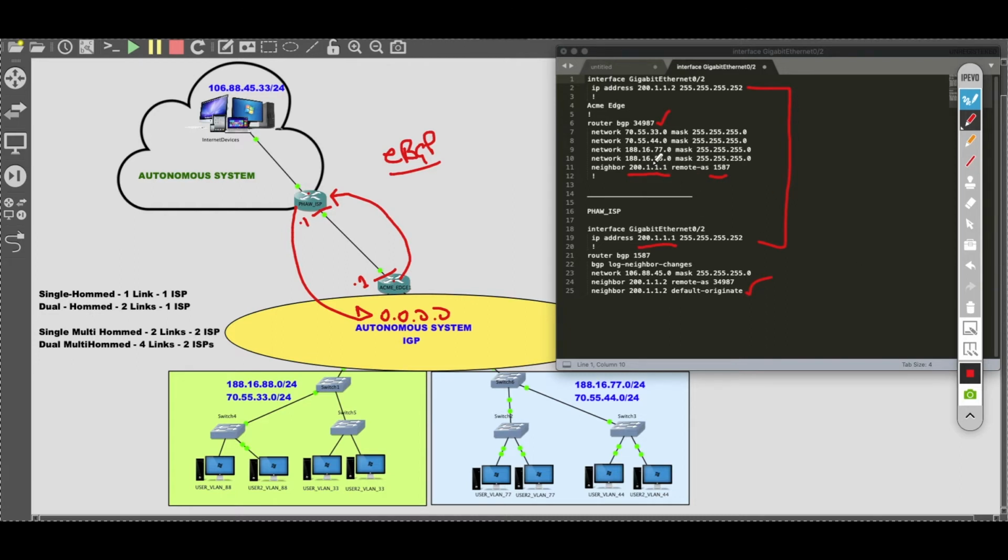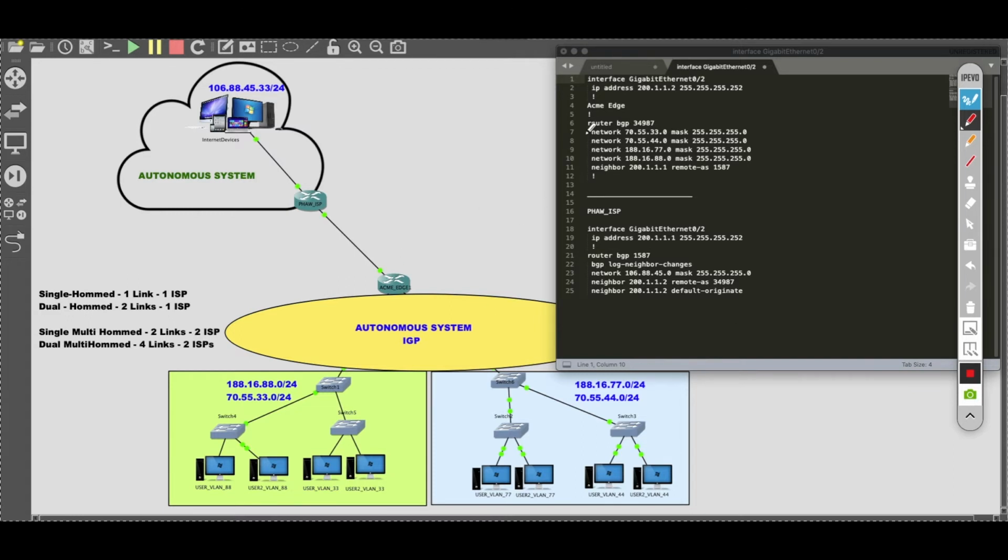Now, this will create the neighborship, but it's not enough, okay? This will allow the eBGP process to come up and a neighborship to be established, but it's not enough. And the reason is because we need to announce our IP addresses to the internet.